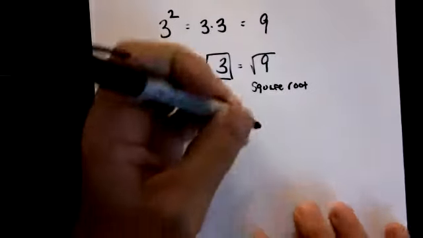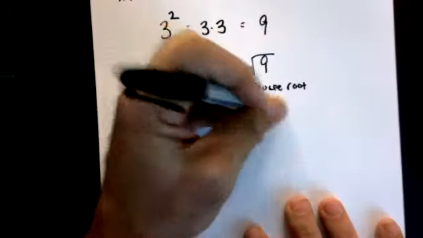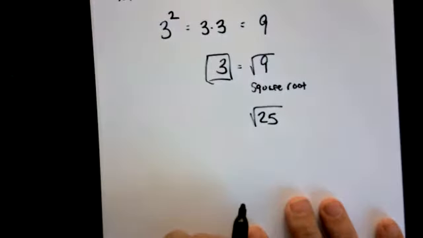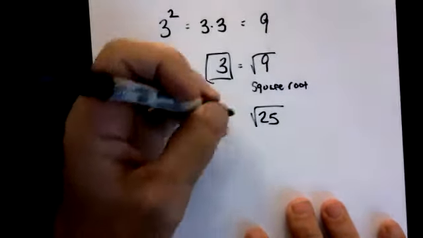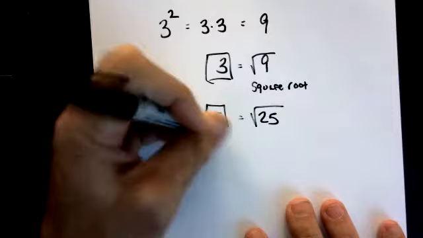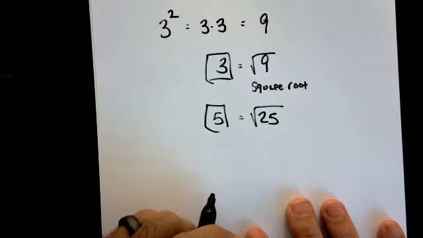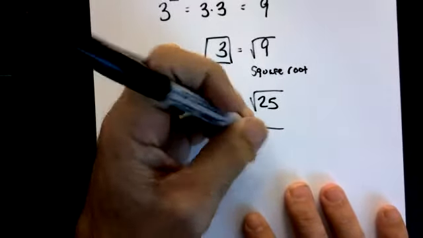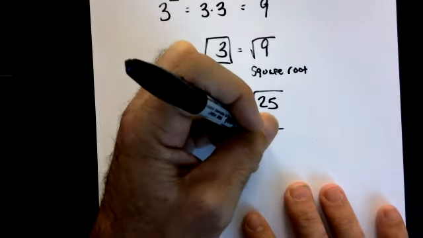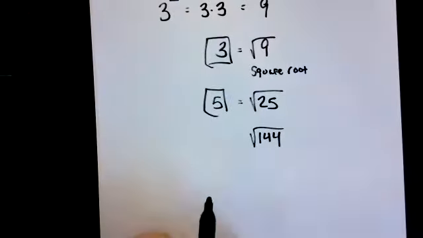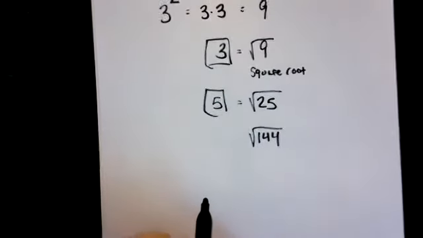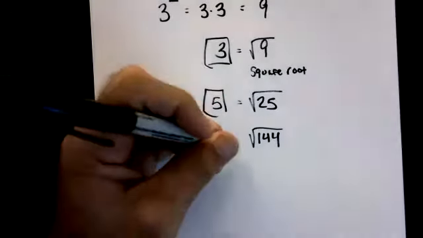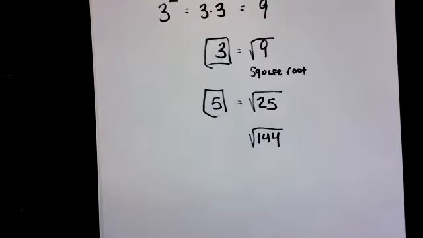You're familiar, there are lots of square numbers. For example, the square root of 25. What number times itself is 25? That would be 5. The square root of 144. What number times itself is 144? If you don't know square roots right off the top of your head, calculators will do these now.